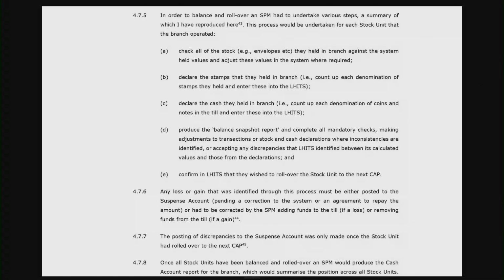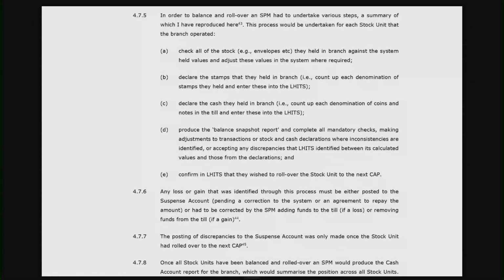Thank you very much. You say in 4.7.6 that any loss or gain that was identified through that process must be posted either to the suspense account or had to be corrected by the sub-postmaster adding funds to the till if it was a loss, or taking money out if it was a gain. Yes. You explain that the posting of discrepancies to the suspense account was only made once the stock unit had rolled over to the next cash accounting period. Can you just explain that?